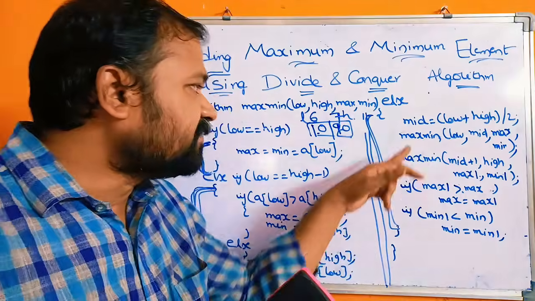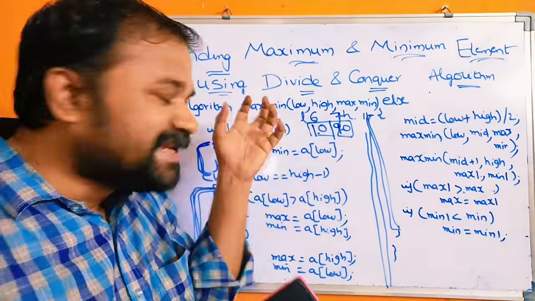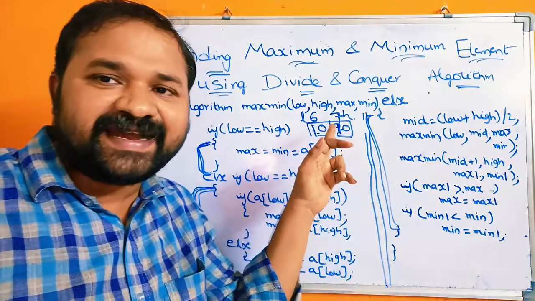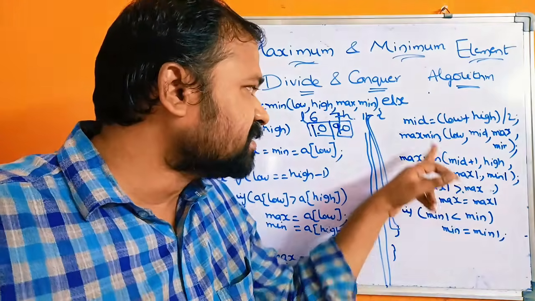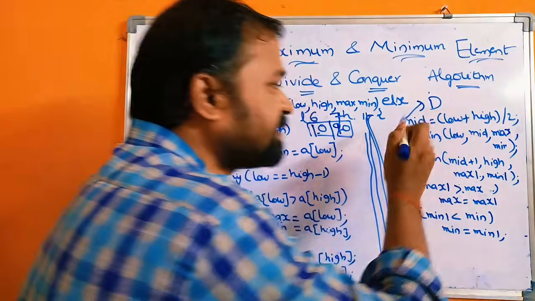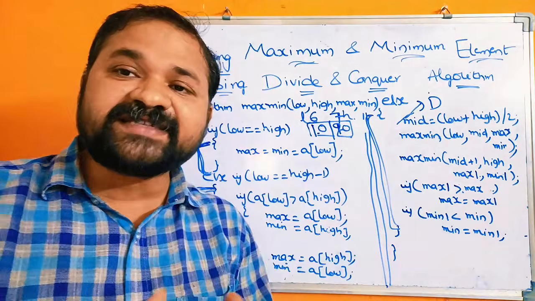Here we have low and high. So the initial value is stored in the low index, whereas the last value means what? High index. So how to calculate the mid? Mid is equal to low plus high by 2. So this is nothing but the divide step. Divide step. And what is the second step?